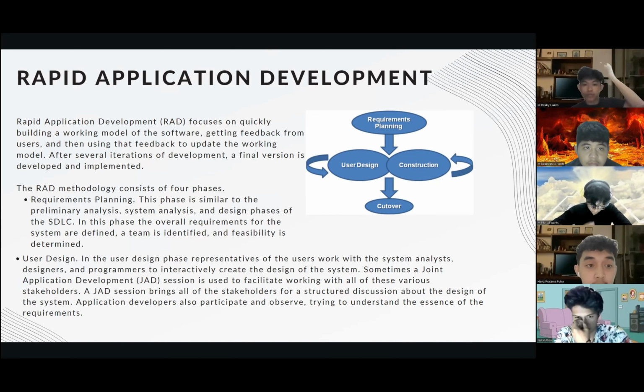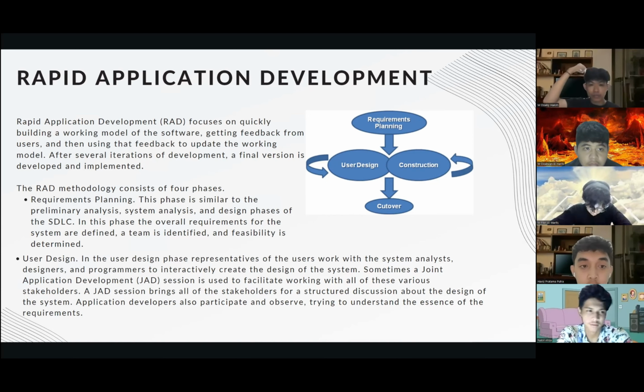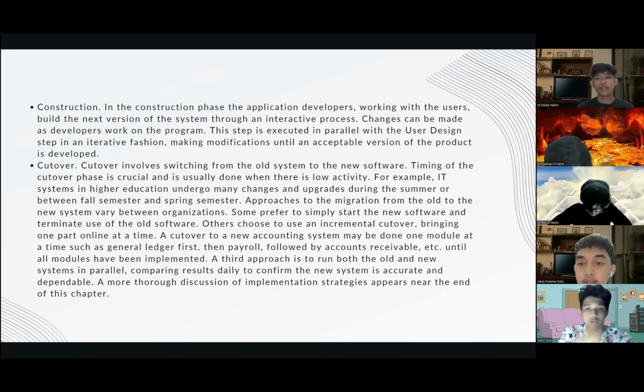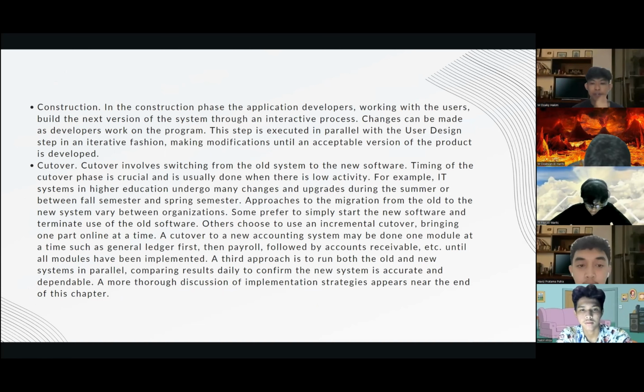And the next is construction. In the construction phase, the application developers working with the users build the next version of the system through an interactive process. Changes can be made as developers work on the program. This step is executed in parallel with the user design step in an iterative fashion, making modifications until an acceptable version of the product is developed.